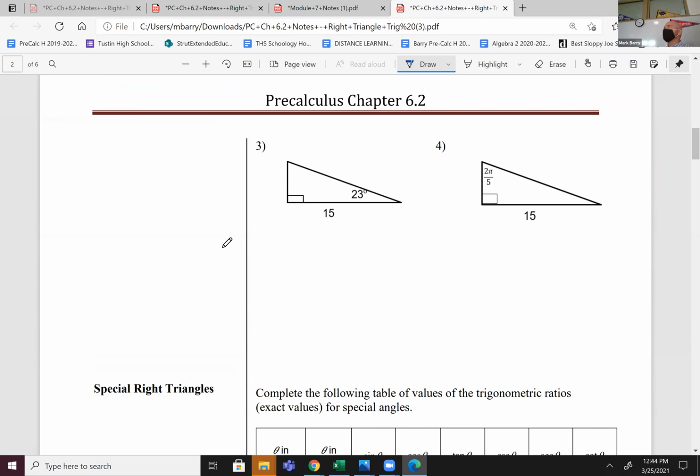Now the thing that jumps out right away to me on numbers 3 and 4, notice that number 3 is in degrees and in number 4, the angle is in radians, okay? So that's what I was saying. We're gonna have to be flexible and be able to work with both. All right, so let's work on degrees first.